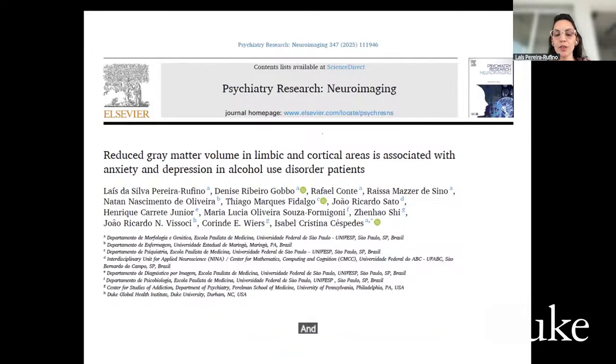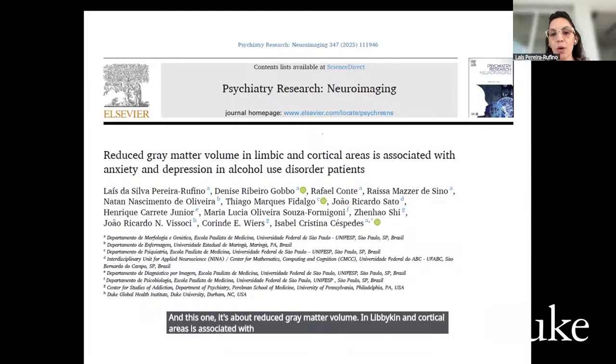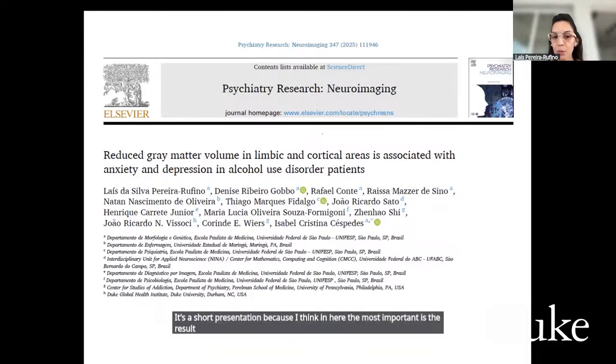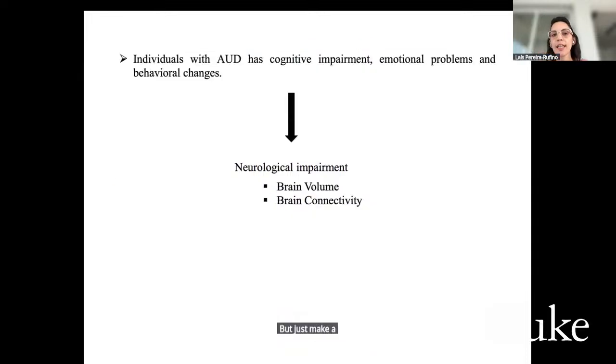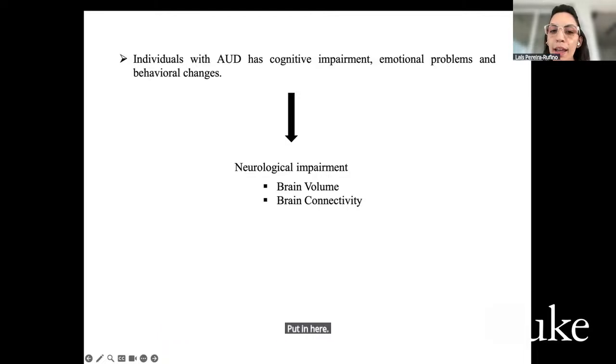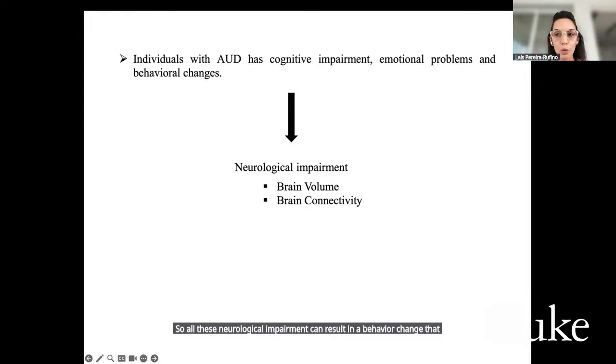And this one is about reduced gray matter volume in limbic and cortical areas being associated with anxiety and depression in alcohol use disorder patients. It's a short presentation because I think the most important parts are the results and the statistical approach that we used. But just to make a brief introduction, individuals with alcohol use disorder have cognitive impairment, emotional problems, and behavior changes. All this is related to neurological impairment, like reduced brain volume and brain cognitive disruption. These neurological impairments can result in behavior change that results in more alcohol consumption.